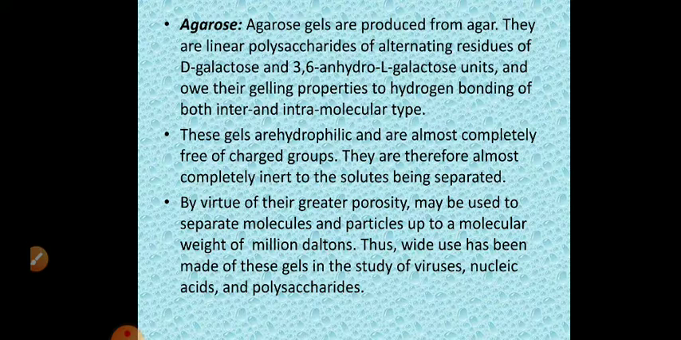The third type is agarose gel, produced from agar. It's a linear polysaccharide having alternating residues of D-galactose and 3,6-anhydro-L-galactose units. Their gelling property is because of the intermolecular and intramolecular hydrogen bonding. The gels are hydrophilic and almost completely free of any ionic groups. So ionic or charged groups are absent. It is absolutely inert to the solutes that are being separated.